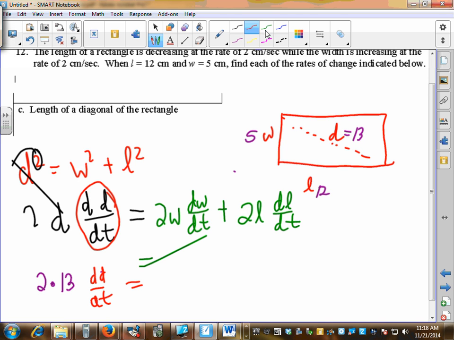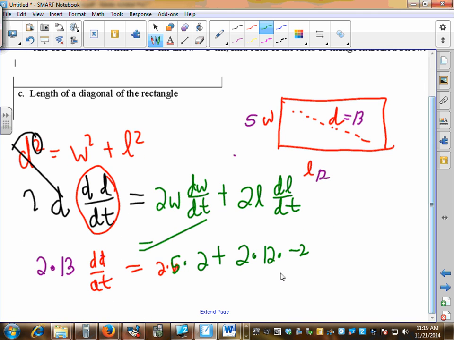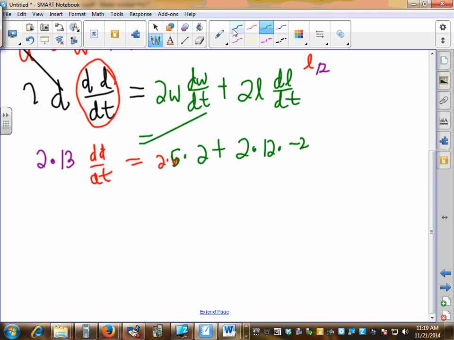Equal to, and what's W next? W is 5. And what about the change in W over time? That was 2. Okay, and then Aaron, what's L? 12. And then Will, what's dL/dt again? -2. All right, so keep on going. So 2 times 13 is what? 26. And we're looking for this.